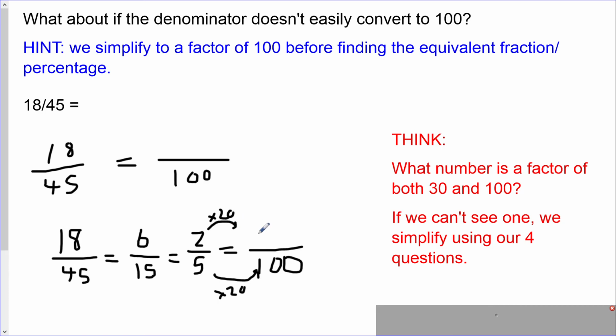So now I've got 2 times 20, which will give me 40. So now I can see that 18 45ths is the same as 40 hundredths. Now that I've got that denominator of 100, I can quickly convert it to a percentage. And I know now that 18 45ths is the same as 40%.